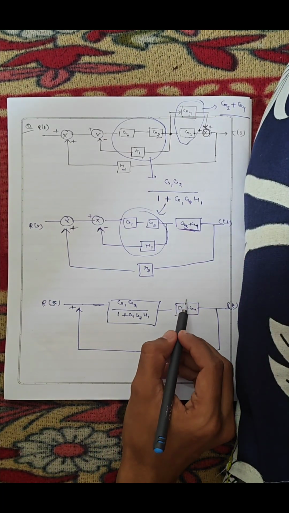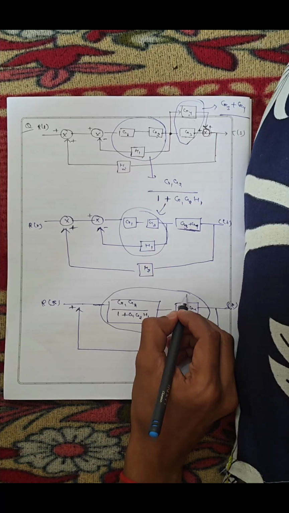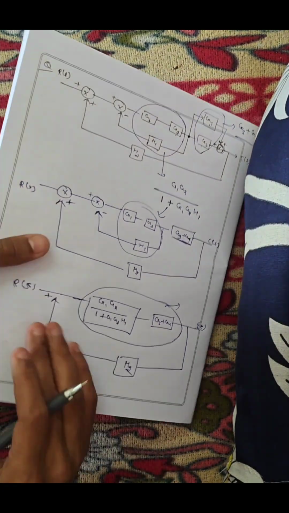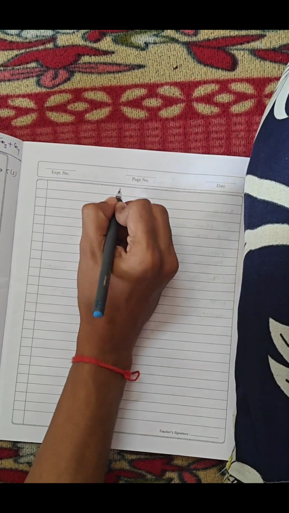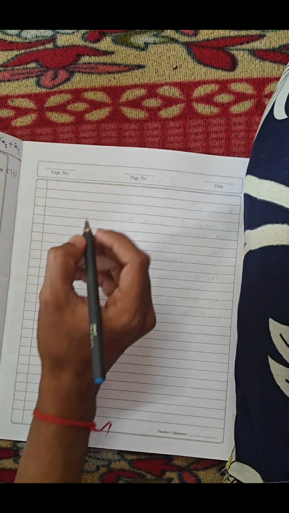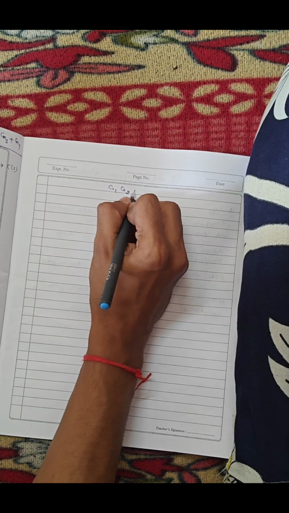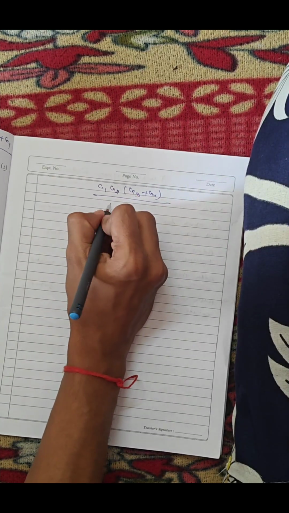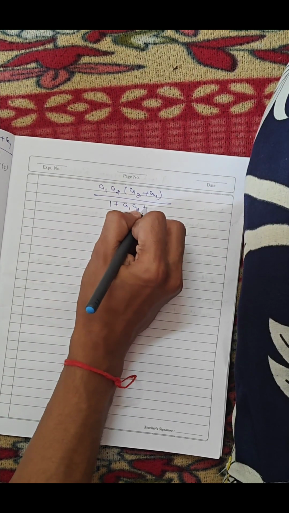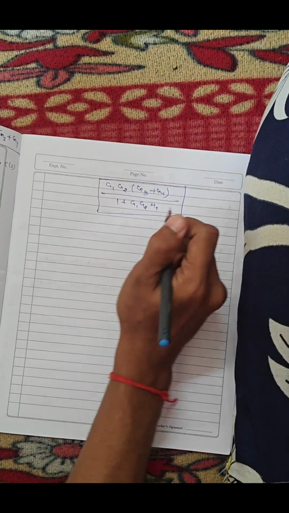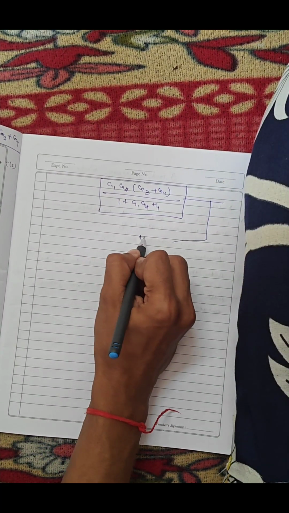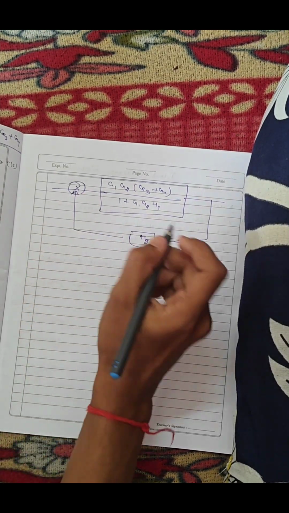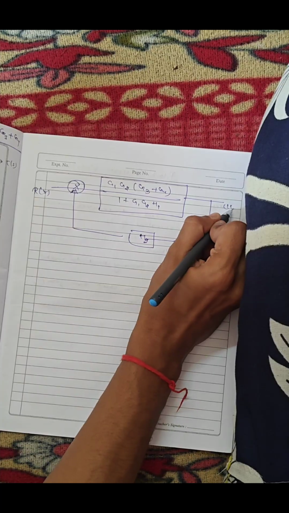Now we can see that both the blocks are in series, so we will make a new block reduction. In series we multiply both of them. So G1 G2 into G3 plus G4, and in the denominator it will come 1 plus G1 G2 H1. So this will be the block, and H2 will be the positive feedback of that block. R of S, C of S.